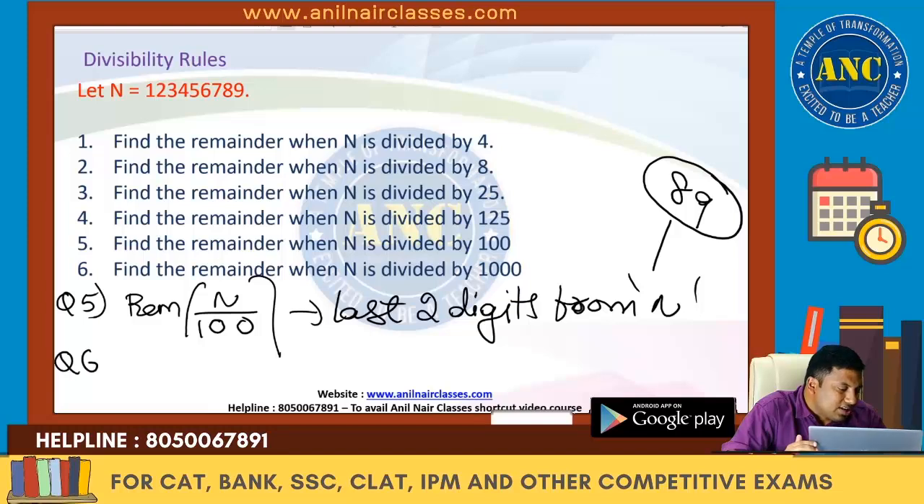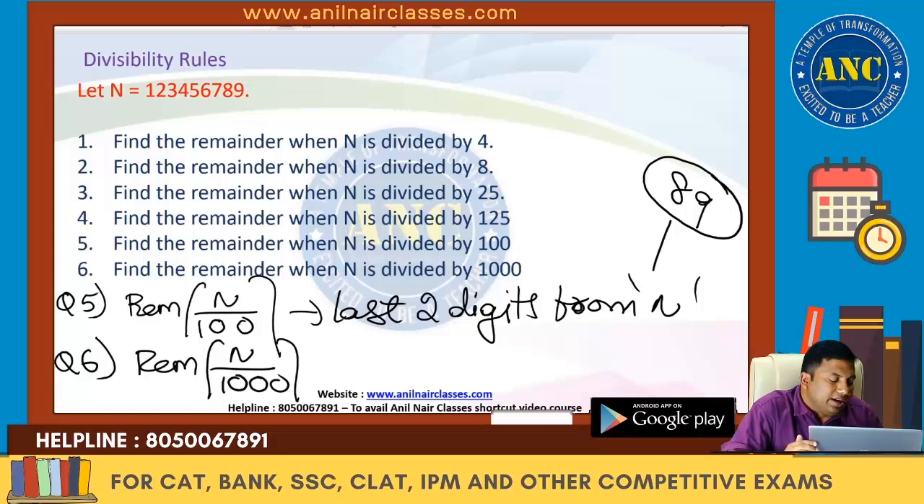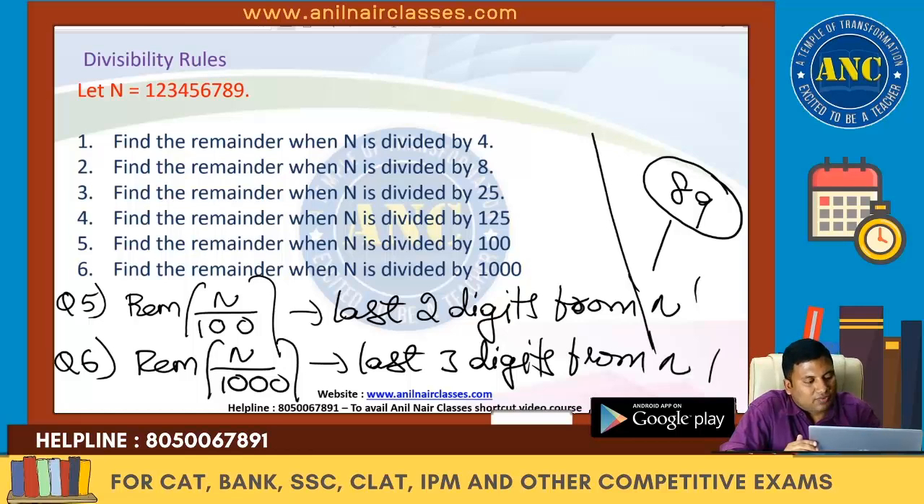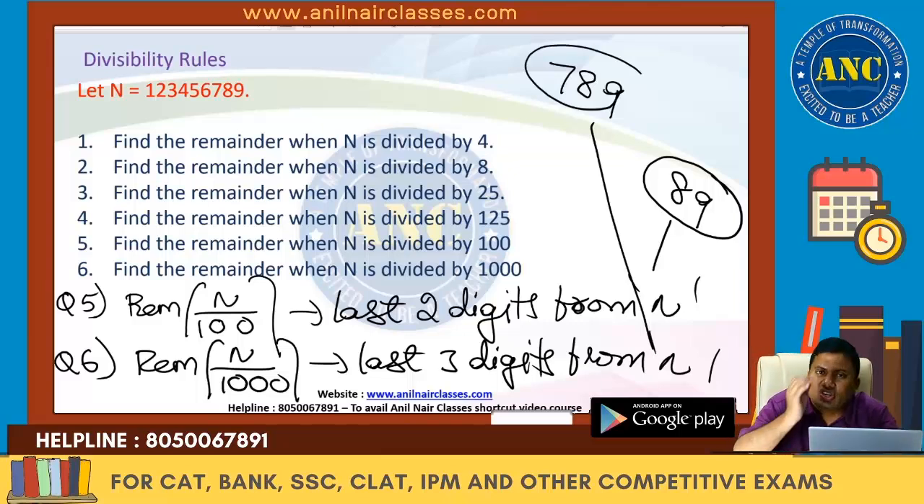Question number 6. When you divide a number by 1000, it is nothing but the last 3 digits from n. Only take the last 3 digits from n. The last 3 digits from n are nothing but 789. Extremely important set of questions.